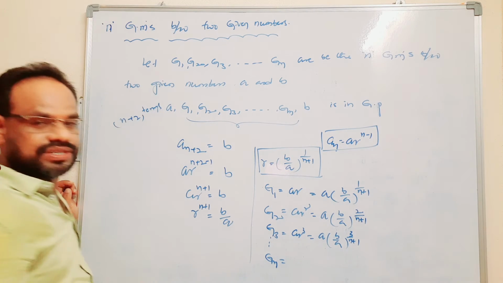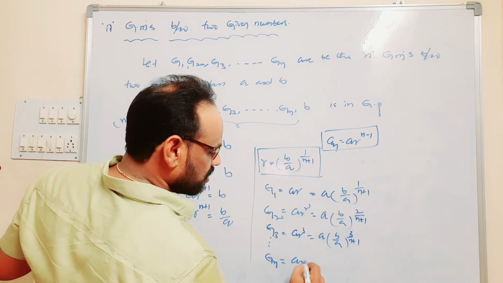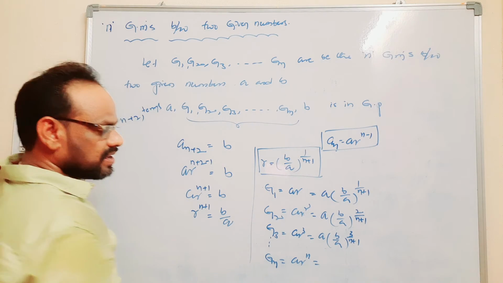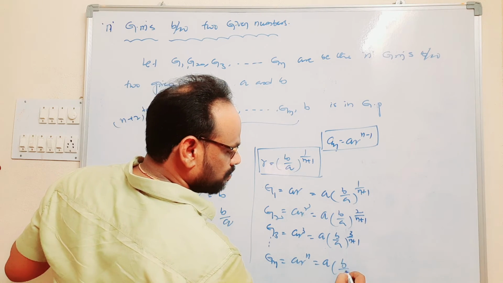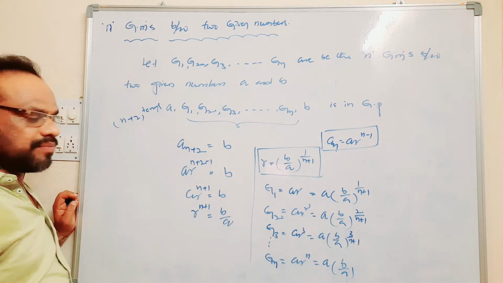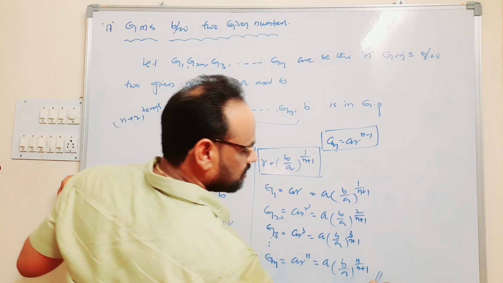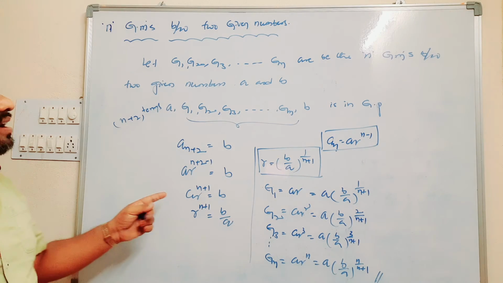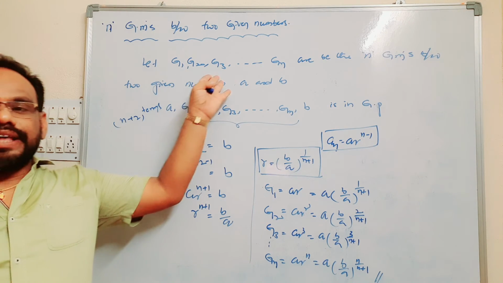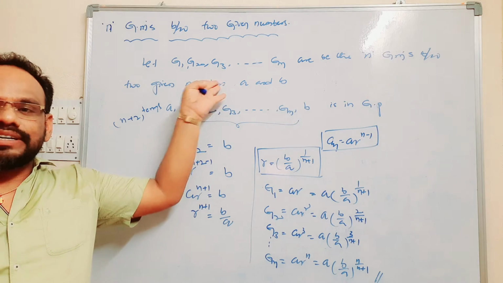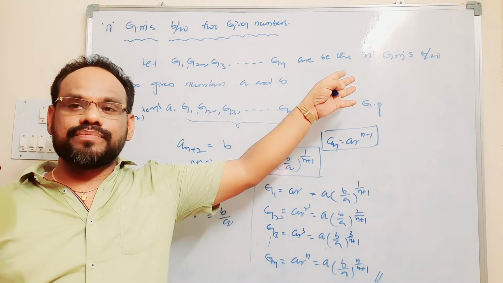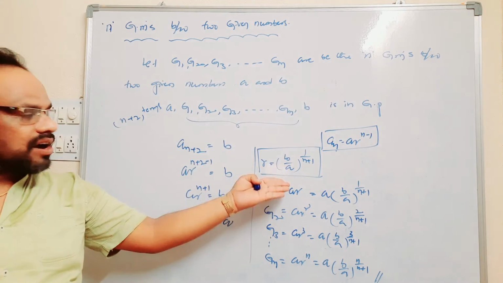Gn is equal to AR power N, which is nothing but A into (B by A) whole to the power N by N plus 1. These are the N geometric means inserted between two given numbers, and this is how to find the common ratio.